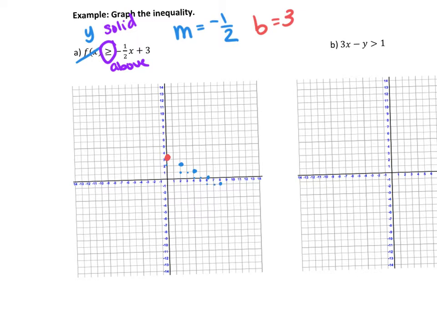And so here's the line that I'm getting. And again, I'm going to go this way as well. Up 1, run by 2. Up 1, run by 2. And I know that this line has to be a solid line. So I'm going to draw this as a solid line.